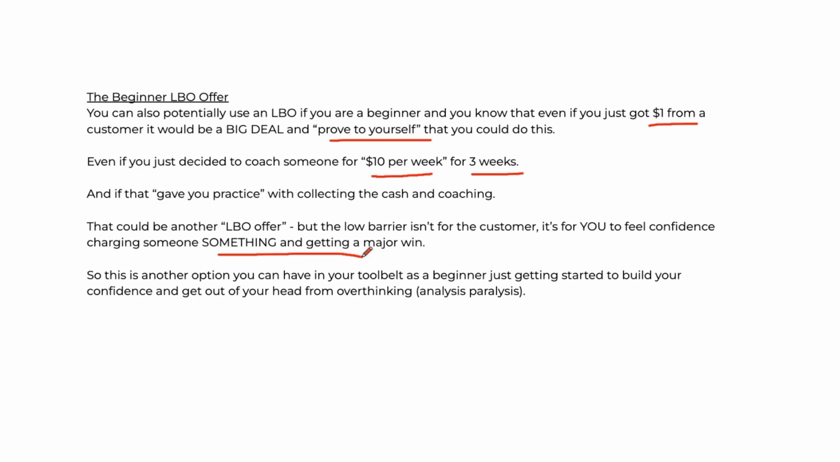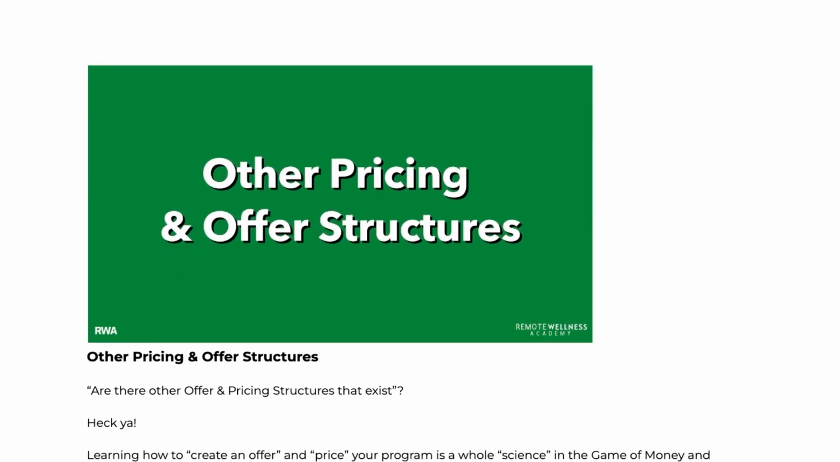And so this is another option that you have in your tool belt as a beginner when getting started, in order to make sure that you're building your confidence and you're getting your head out of overthinking and you're not stuck with analysis paralysis. These are option number 3 and how an LBO works. In addition to that, are there other pricing structures and offer structures that exist? Heck yeah, there's a lot of them.